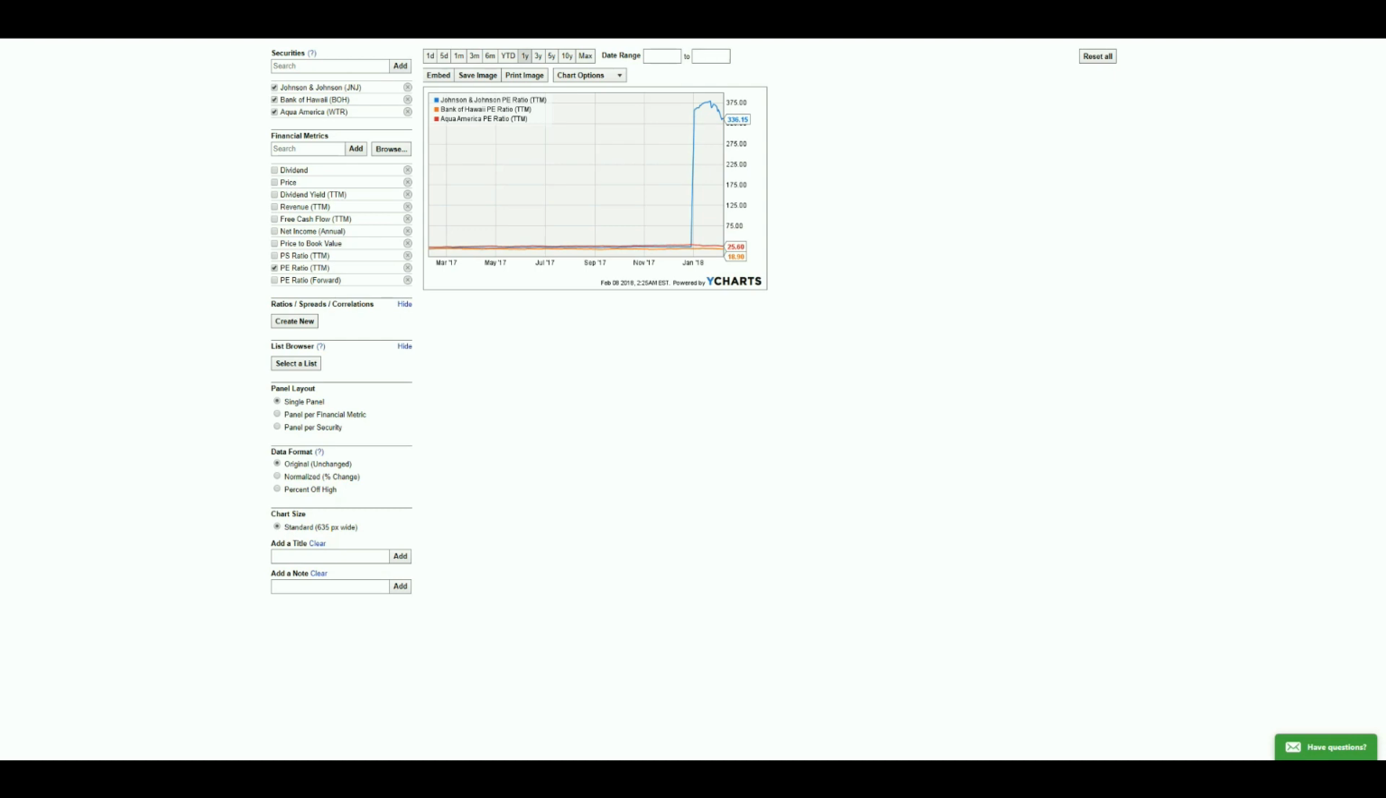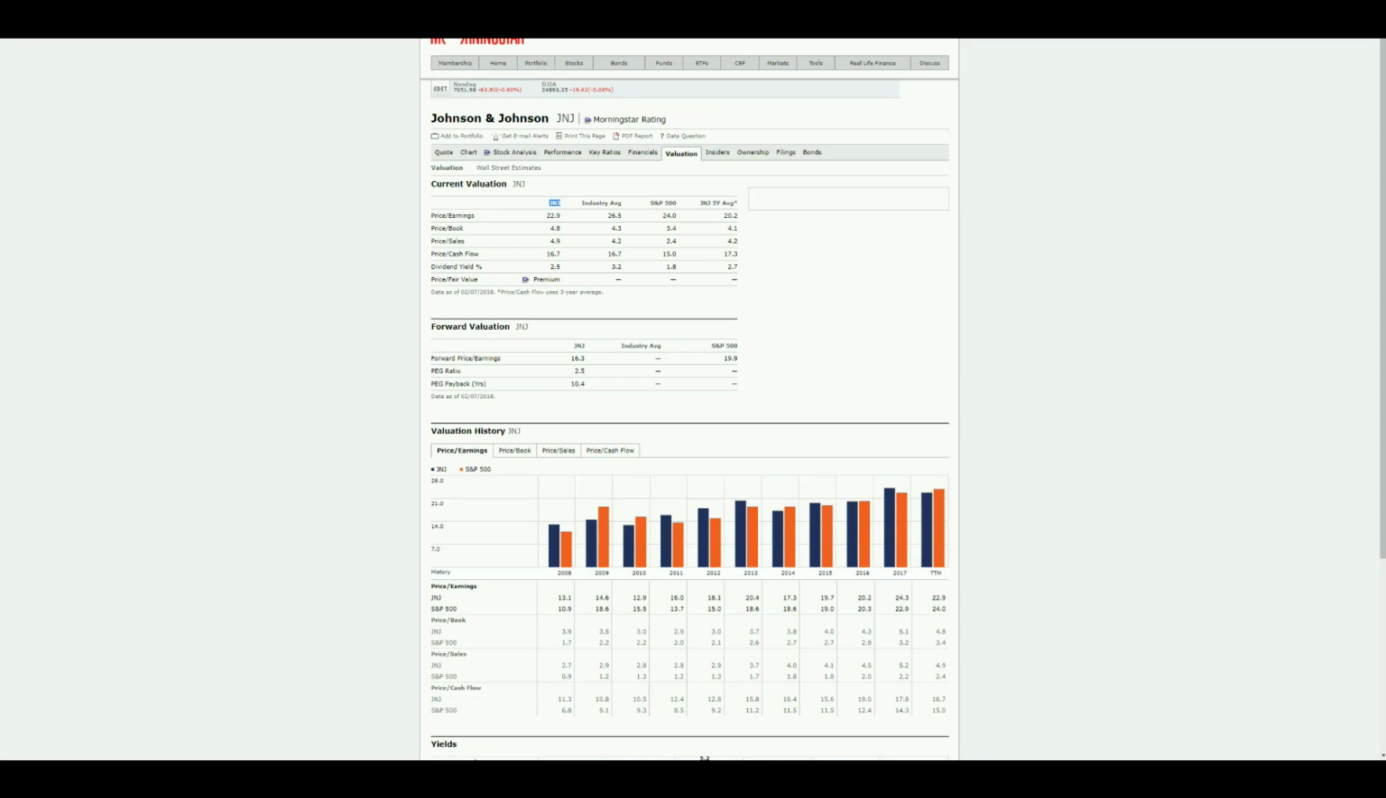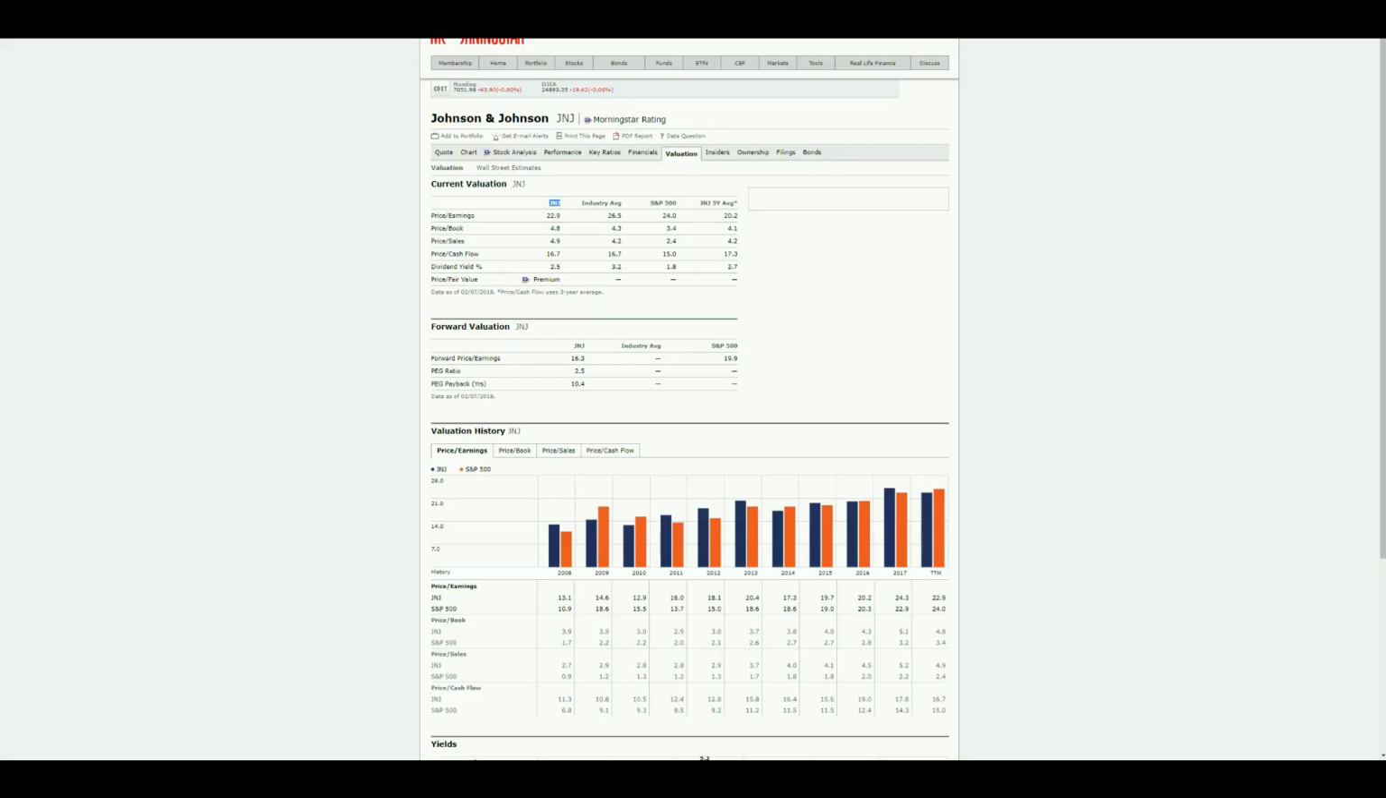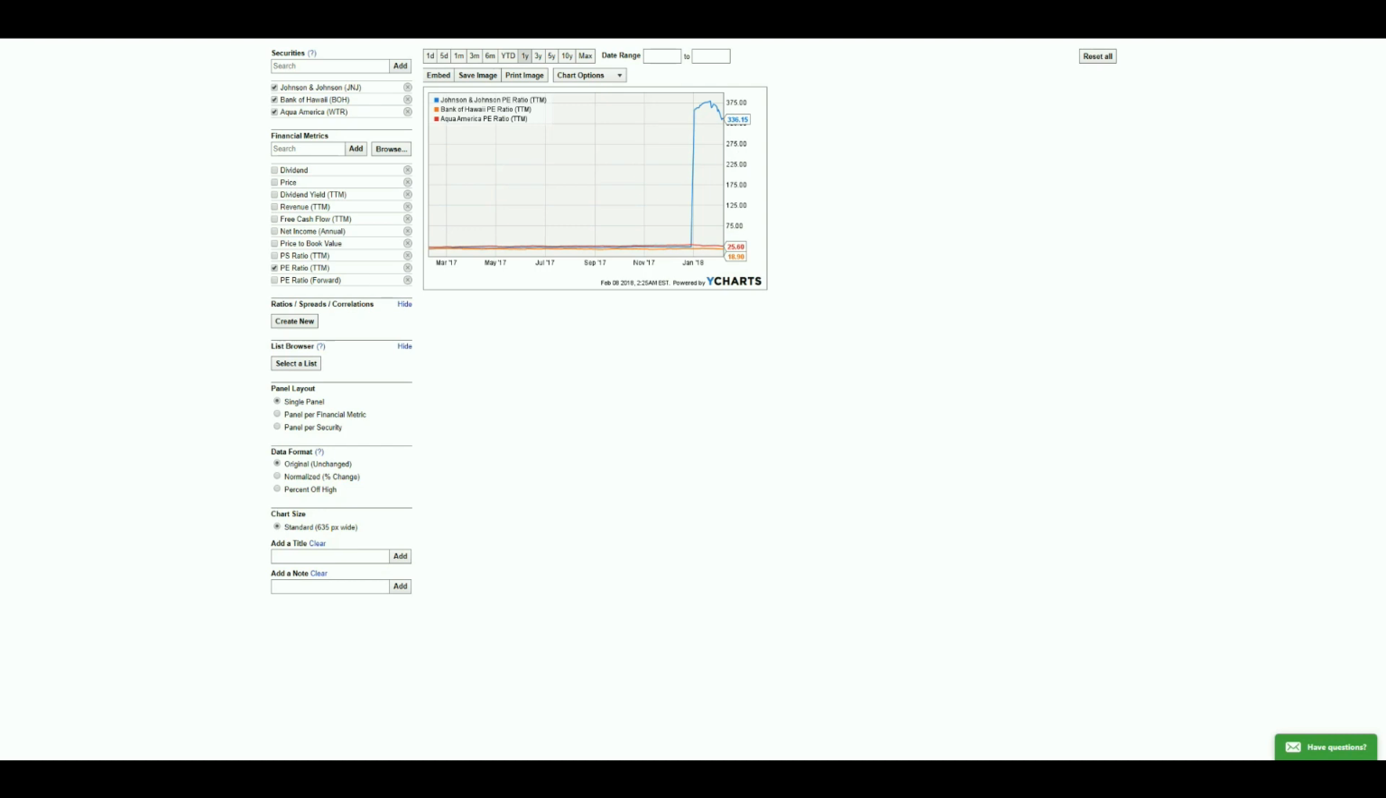Sometimes you'll see these spikes, and that's why I always go over and use Morningstar.com, financial.morningstar. They have great information, like price to book, earnings, sales, cash flow. You can see their cash flow over the last 5 years average. I like to see these numbers. You can see that Johnson & Johnson's yield is currently trading at 2.5, whereas their 5-year average is at 2.7.